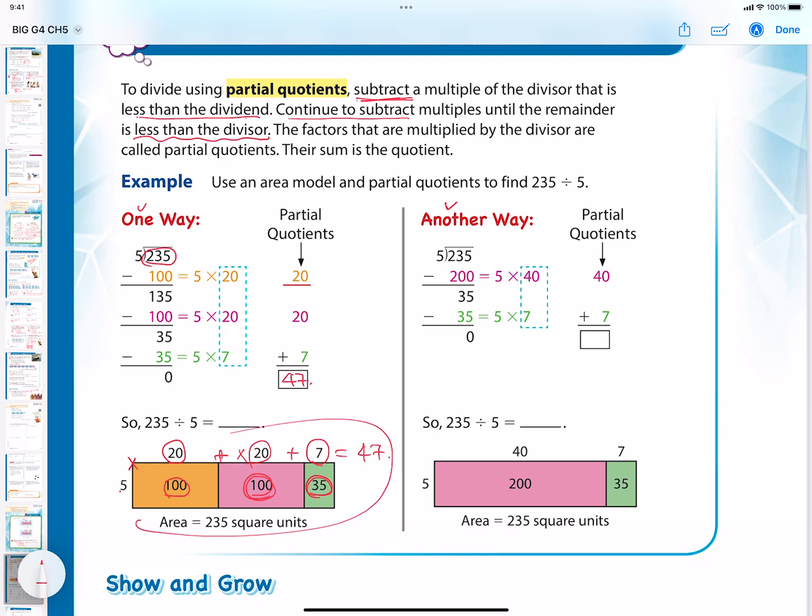And in this area model, they put only the numbers. That's what partial quotient is. So 235 divided by 5 is what? 47.